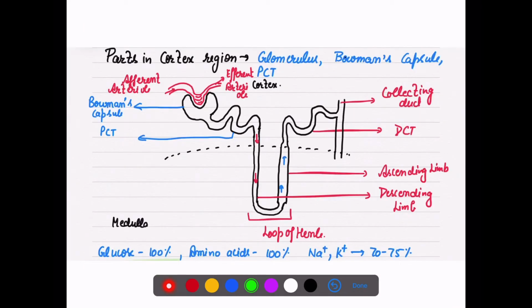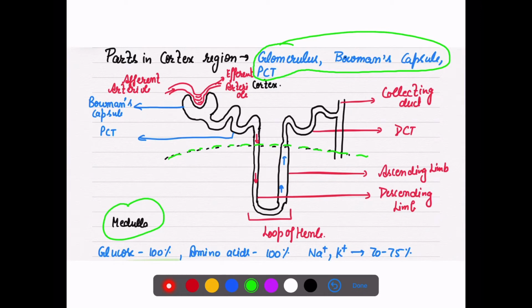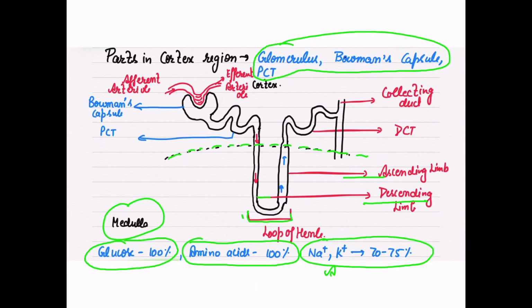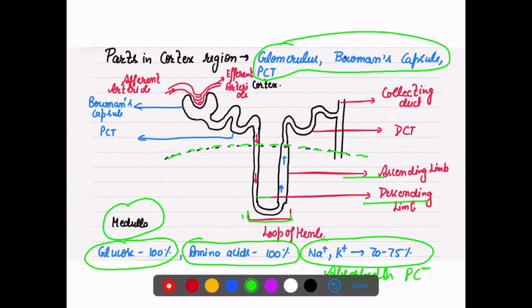Now, if we talk about the cortex region, what all comes in the cortex? Glomerulus, Bowman's capsule and PCT. They are included in our cortex and the rest is in the medulla. In the medulla we have the ascending limb, the descending limb, and the loop of Henle. Glucose always 100%, amino acids 100%, sodium and potassium 70 to 75% are absorbed in the PCT, proximal convoluted tubule.